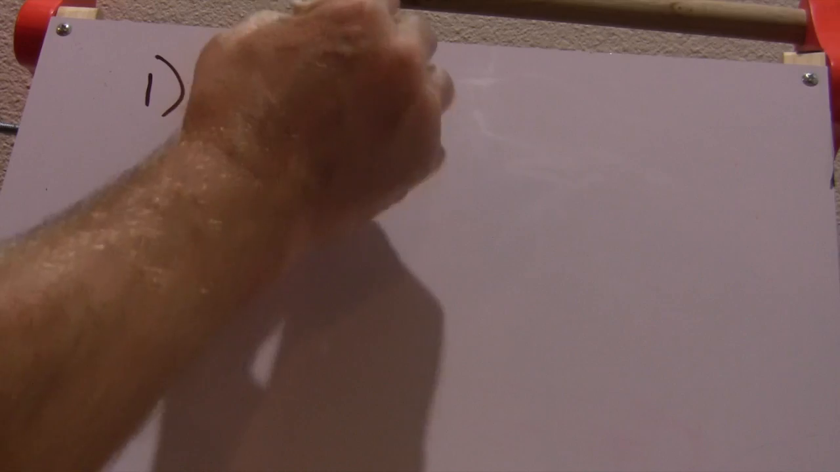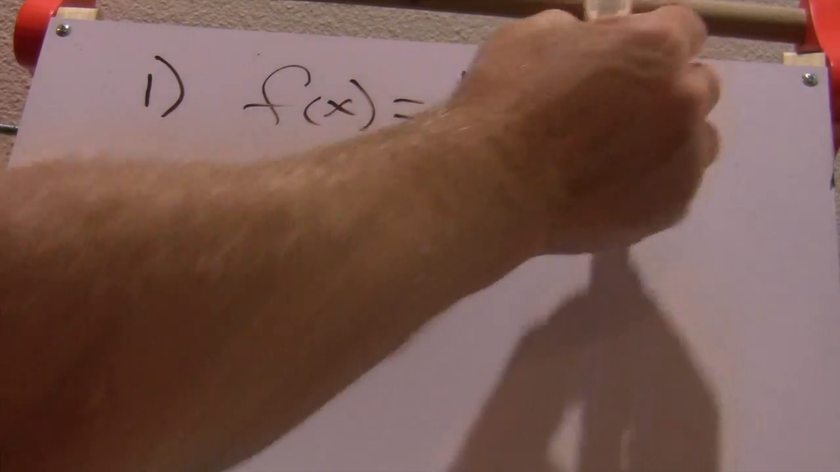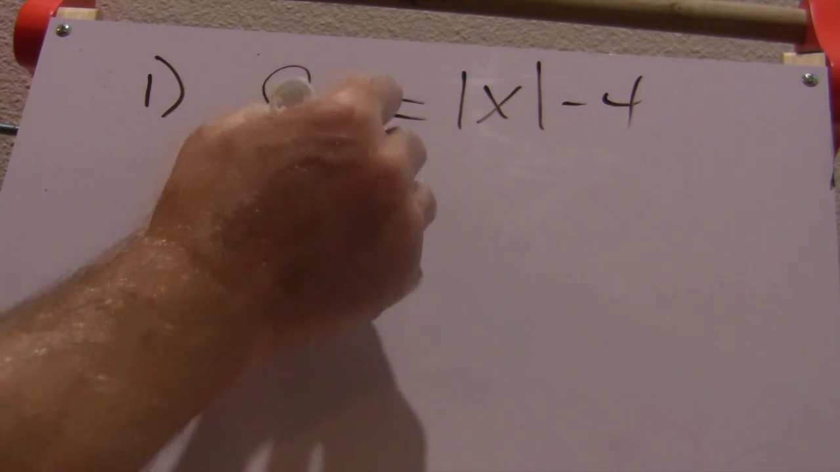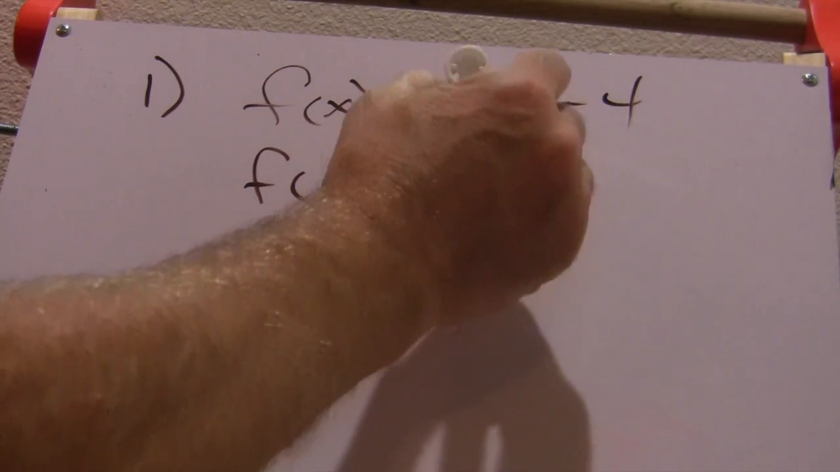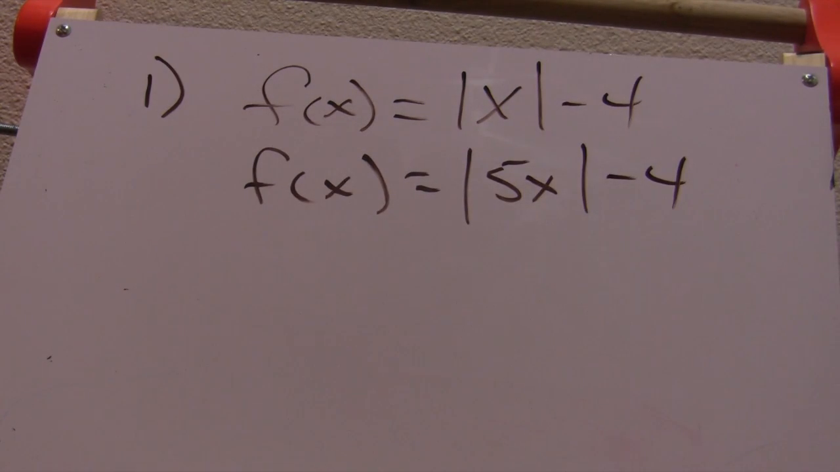So on number 1, it says the function g of x is equal to the absolute value of 5x minus 4 is a horizontal blank of the function f of x equals absolute value of x minus 4. So we're starting with f of x equals the absolute value of x minus 4, and we're finishing with the absolute value of 5x minus 4. And they want to know what type of horizontal thing occurred to do this.